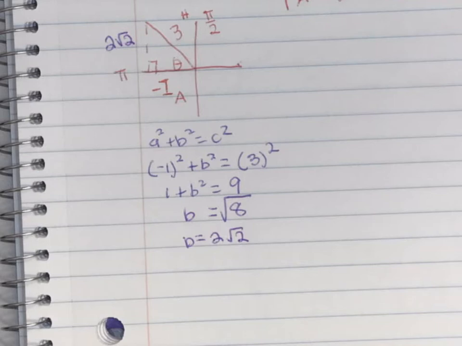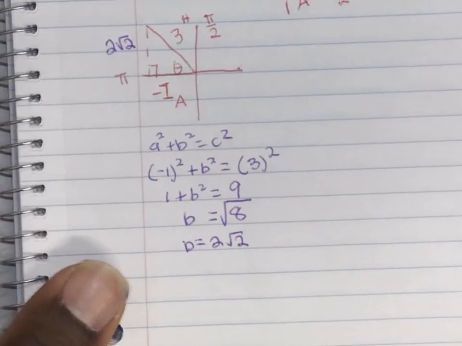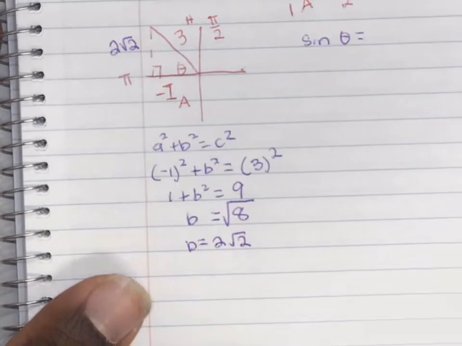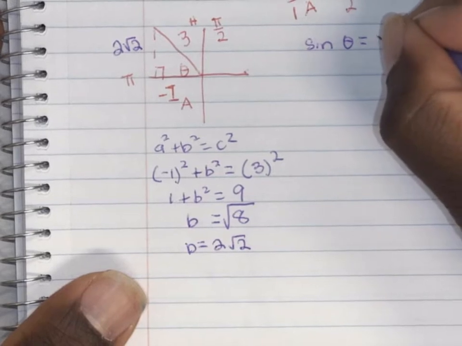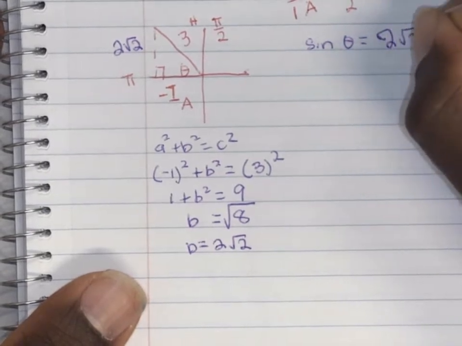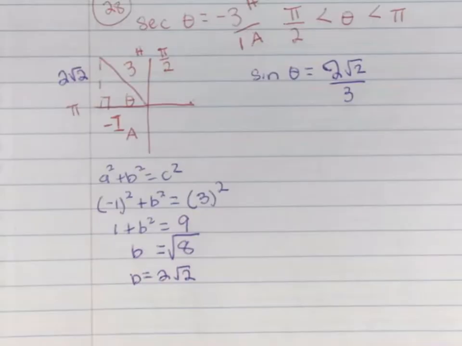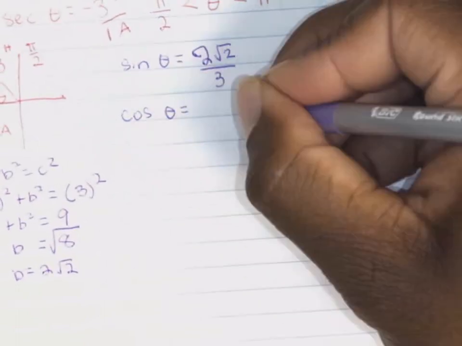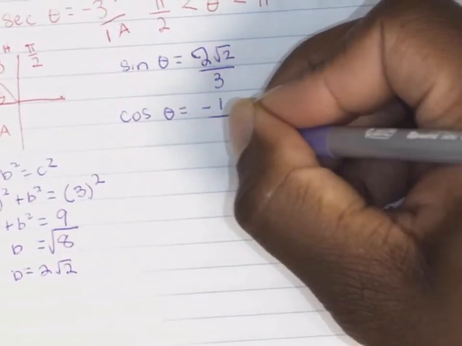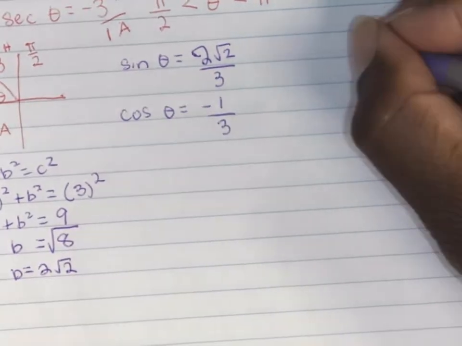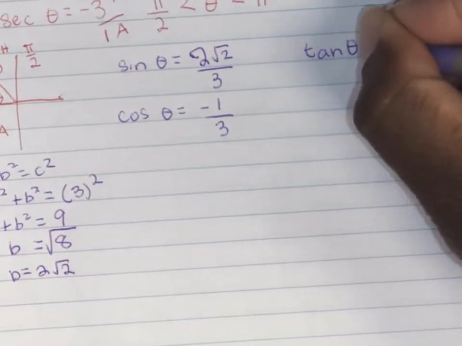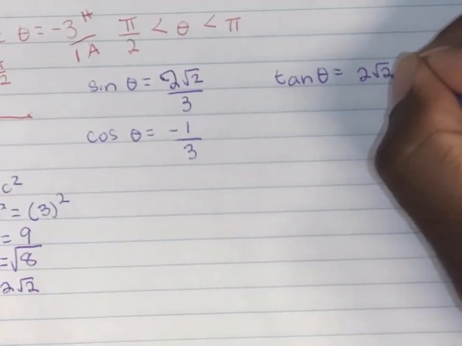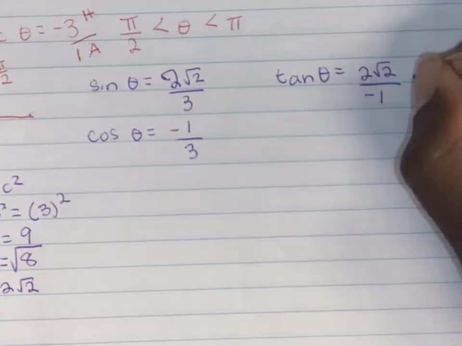All right, so let's write our other ratios. We need all 3 to do all of these problems. So sine of theta would be opposite, which is 2√2 over the hypotenuse. Cosine would be adjacent over hypotenuse. And then tangent would be opposite over adjacent, which would be just -2√2.